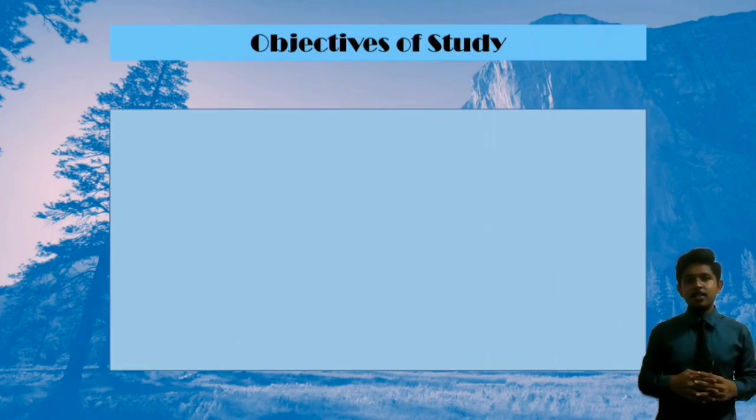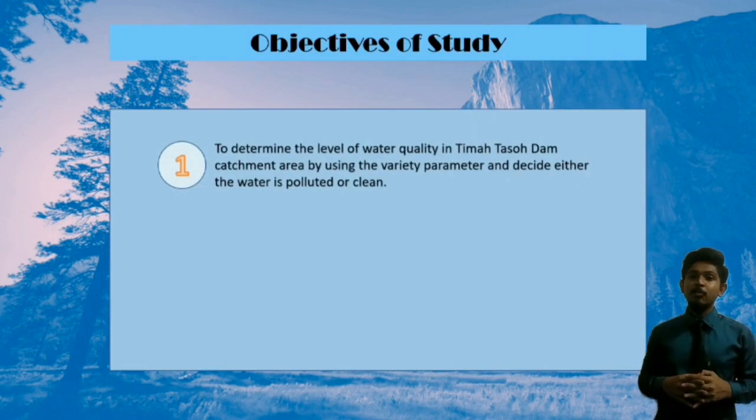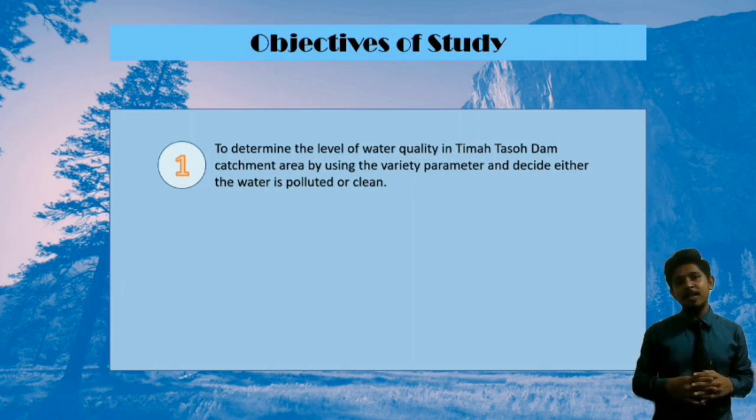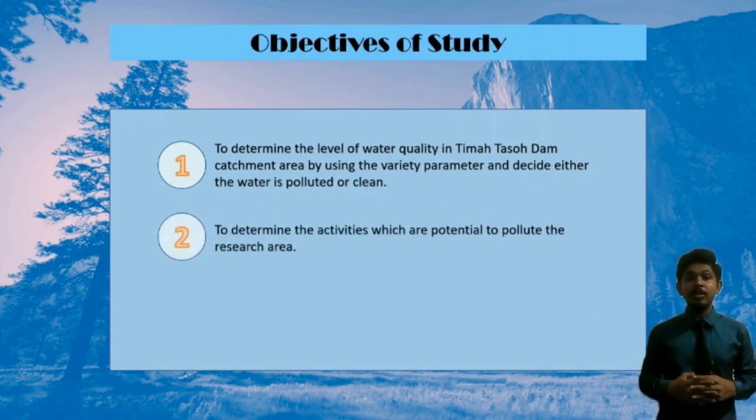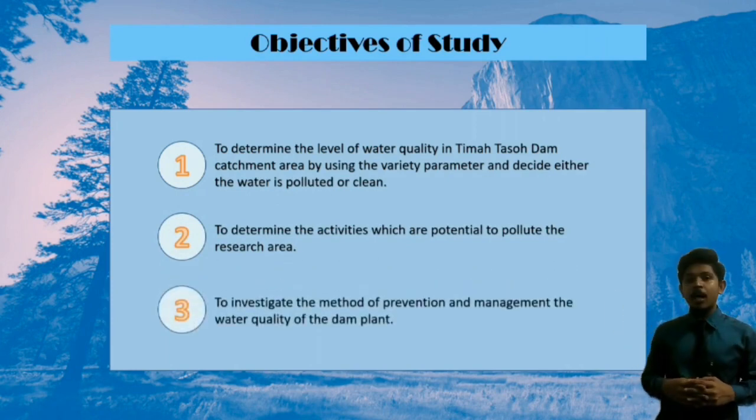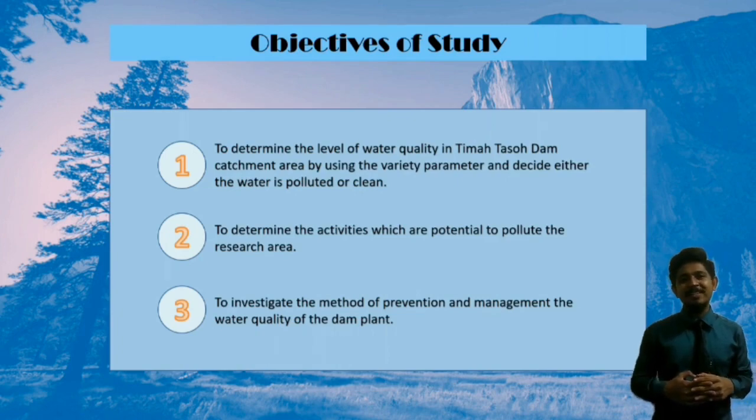So these are the objectives. The first one is to determine the level of water quality in the Mata Sodam catchment area by using a variety of parameters and decide whether the water is polluted or clean. The second one is to determine any activity that has the potential to pollute the water in the research area. And the last one is to investigate the methods of prevention and management to maintain the water quality at the Mata Sodam.